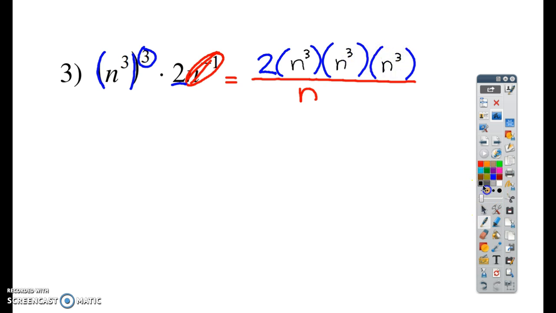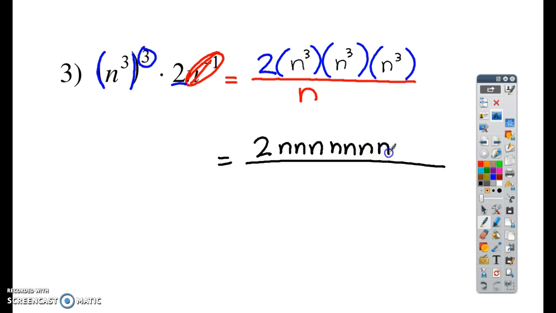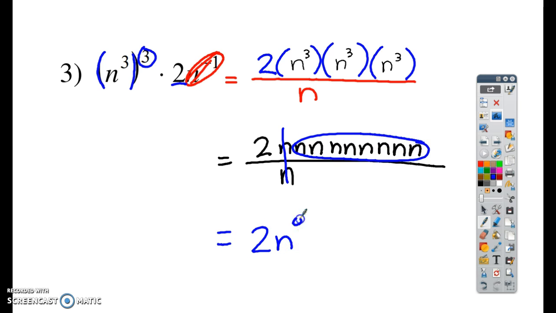So then you expand again, because I need to cancel some things out. I have 2 at the top. I have 3 n's right here. N, n, n. I have 3 more, and then 3 more. And then I have this bottom n that I can go ahead and cancel. So that leaves you with a 2 and 8 n's at the top. So the answer is 2n to the 8th power.